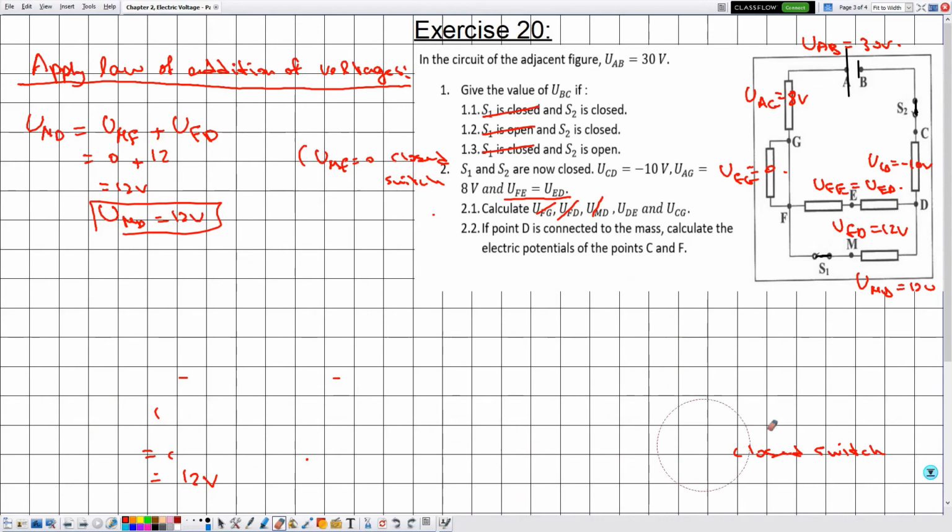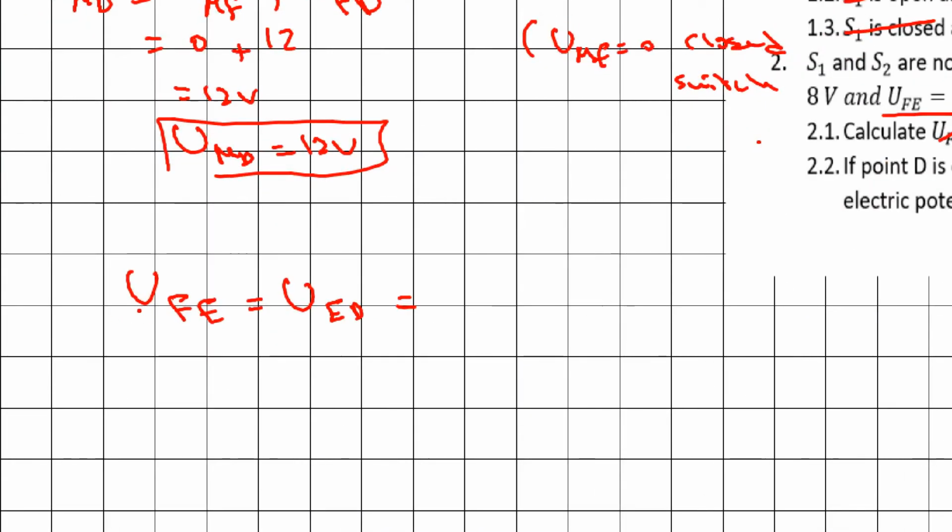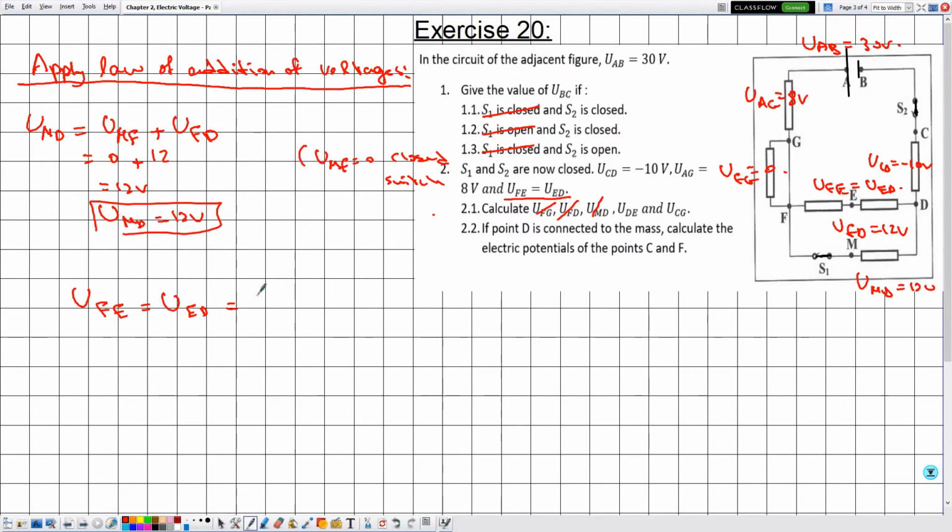Now as for UDE, since we have the following equality, UFE is equal to UED, since they are identical then they have the same voltage. Because we say that statement in order to reach this point, but we are already at this point, so let's eliminate this point, and this is given by UFD divided by 2. So it's given by 12 divided by 2, which is equal to 6 volts.